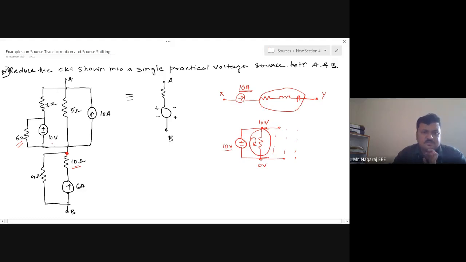So when you observe a 6 ohm resistor here in the circuit, it is coming exactly across this 10 volts. So here the voltage value is 10 volts. So this 6 ohm is not creating any voltage drop from this source. So therefore I can neglect this also.